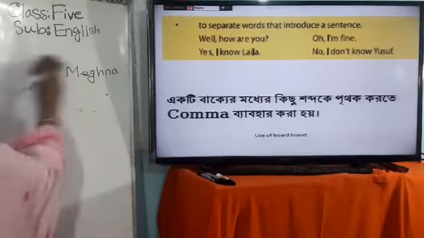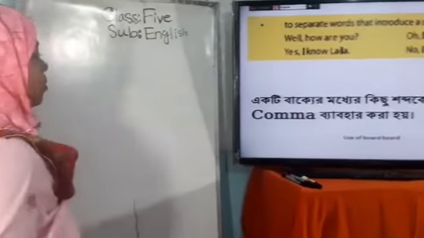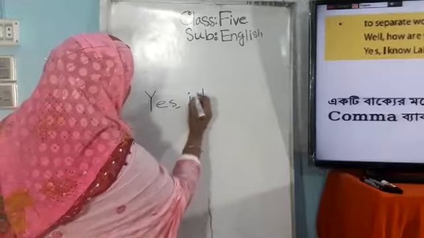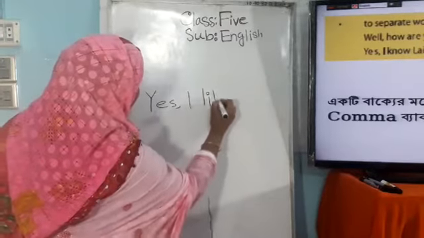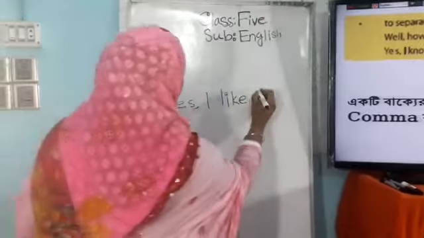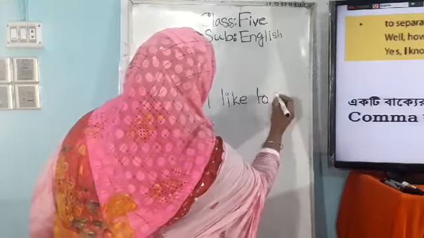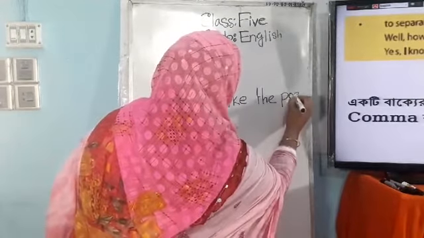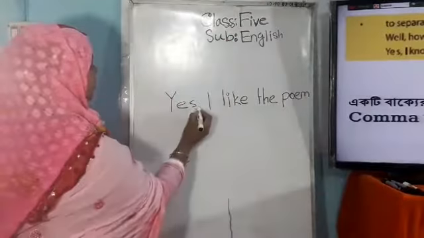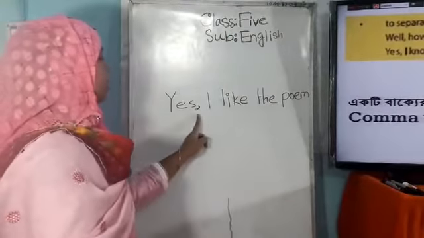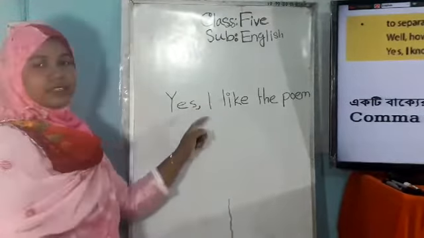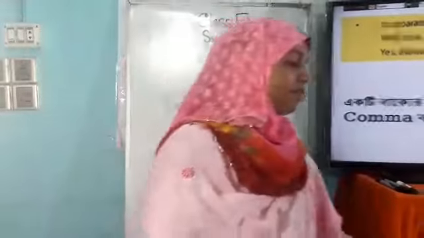একটি বাক্যের মধ্যে কিছু শব্দকে পৃথক করতে হলে আমরা কমা ব্যবহার করব। আমি আরেকটি উদাহরণ লিখে দিচ্ছি তোমাদের জন্য, যেমন yes, I like the poem. Sorry, আমি তোমাদের একটি কবিতার কথা লিখে দিই। I like the poem. My dear student, here is a comma. I use comma after yes. To separate this sentence, I use a comma after yes and before the sentence. So I think you can understand these uses of comma.